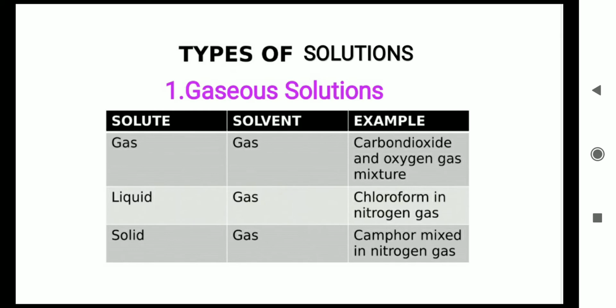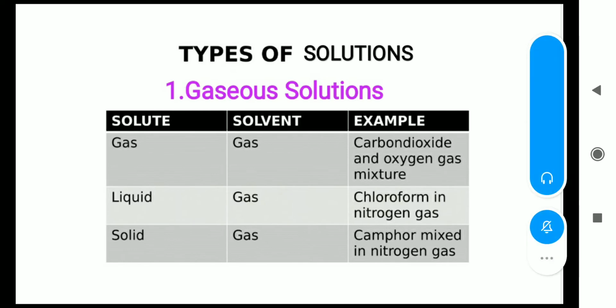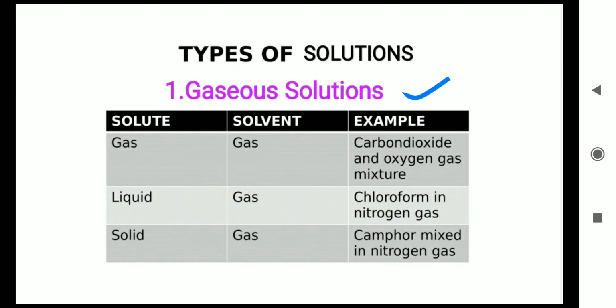Now, what are the types of solutions? There are three types. First is gaseous, second is liquid and third is solid solution. So first is gaseous solution. Gaseous solution means when the solvent is gas. The solute can be gas, liquid or solid.